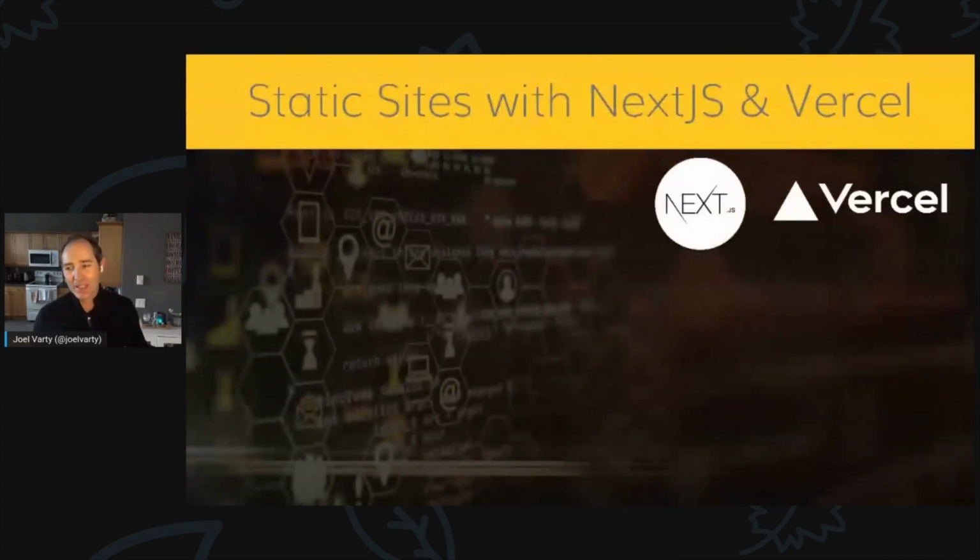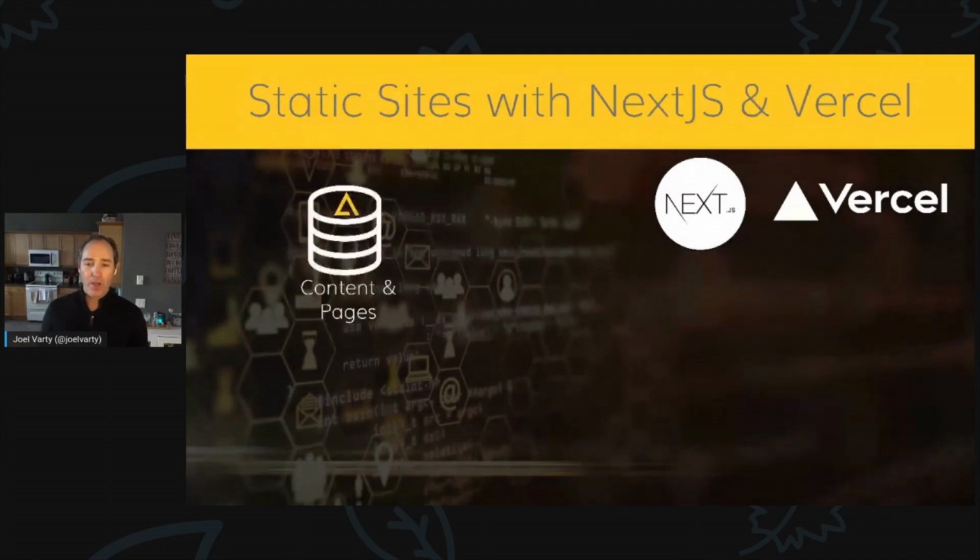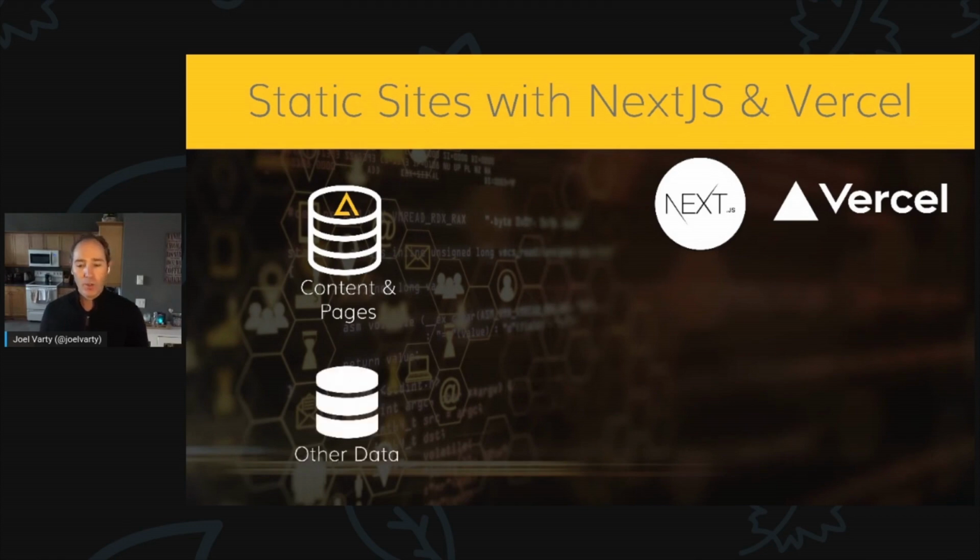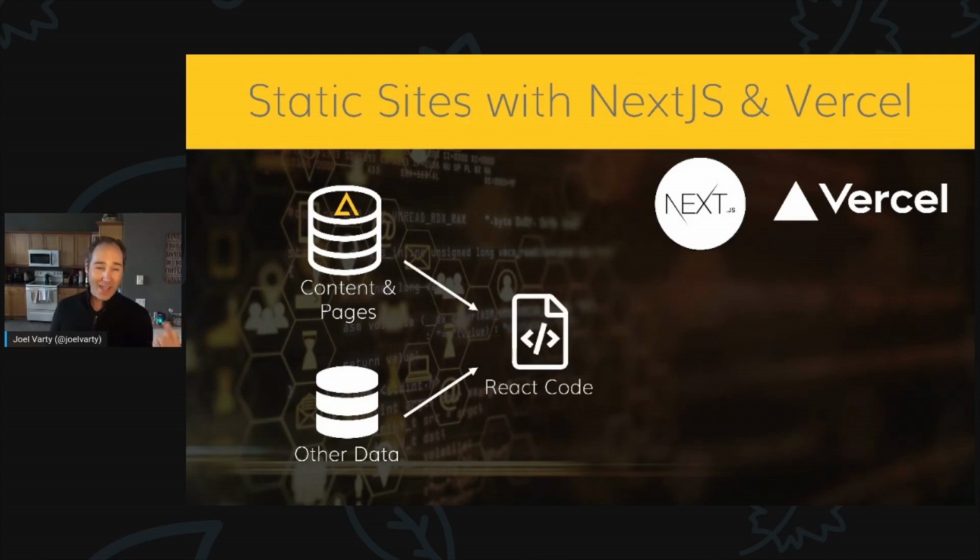So static sites with Next.js and Vercel look like this. We have our content and our pages, with content coming from a CMS. I think that's really important to think of, because as developers we don't want to be typing out content. We want to be working with code. So we take our content and any other page data or routing data from a CMS. We can take other data as well, like from custom databases we might have. And we're going to write React code.